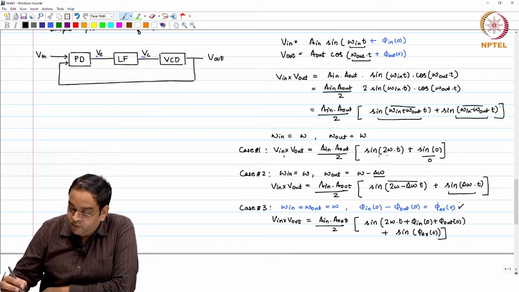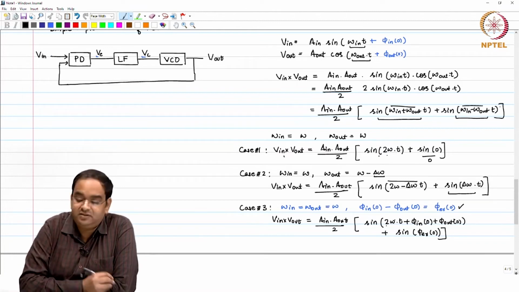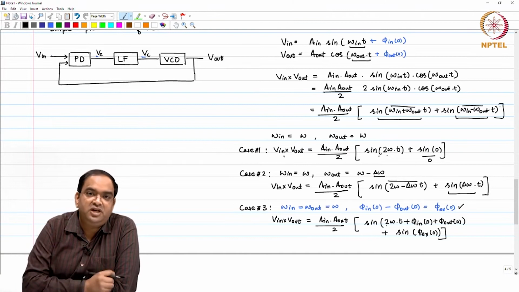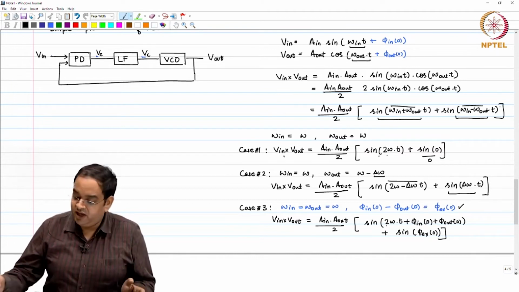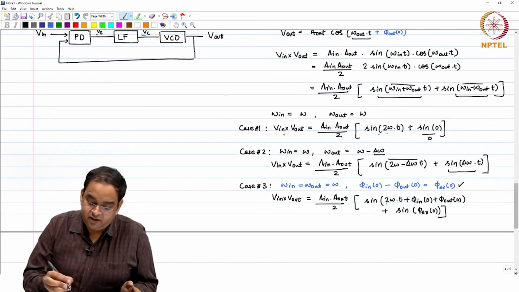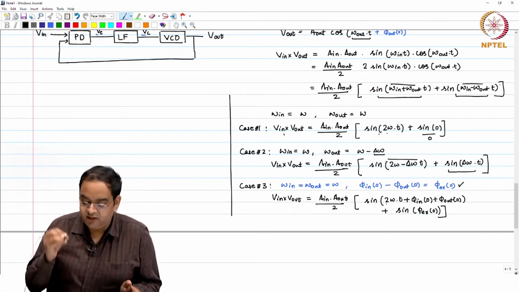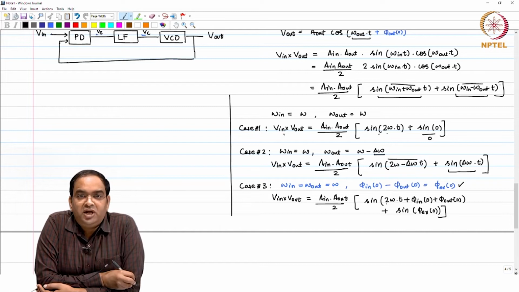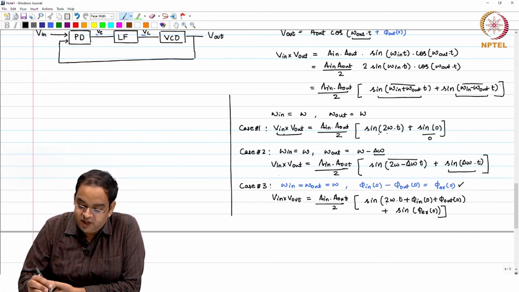Then you have two components, one component which is sitting at 2 omega and the other component which is phase error 0, which does not vary with time. So, from here we can say that this kind of operation between the input and the output signal gives us voltage; it is a multiplication here.